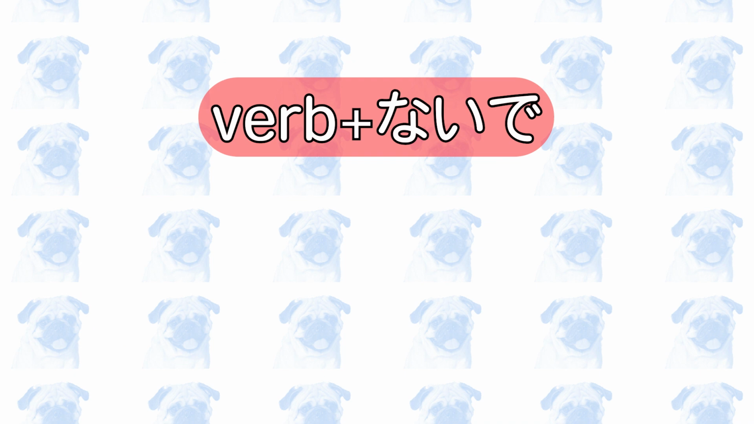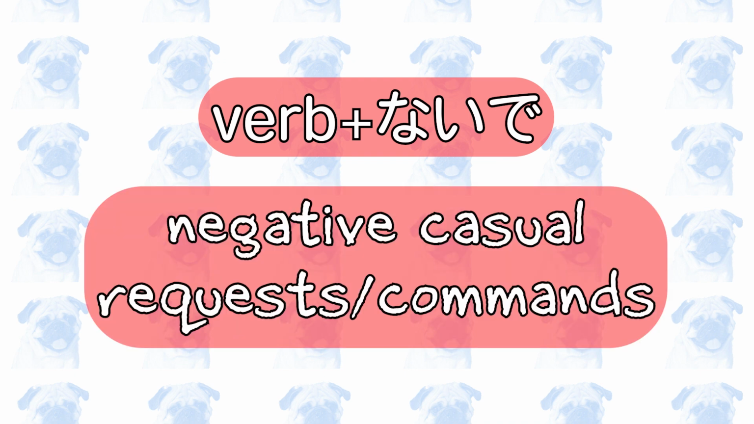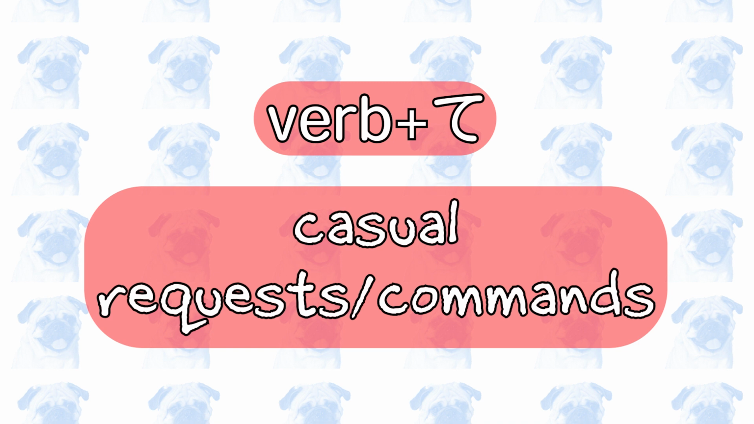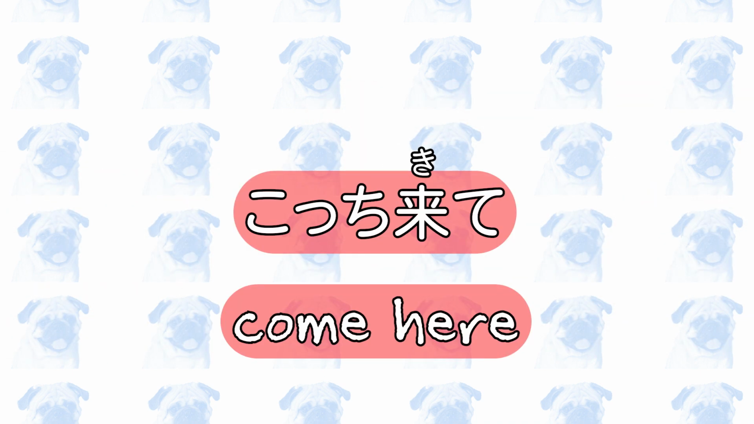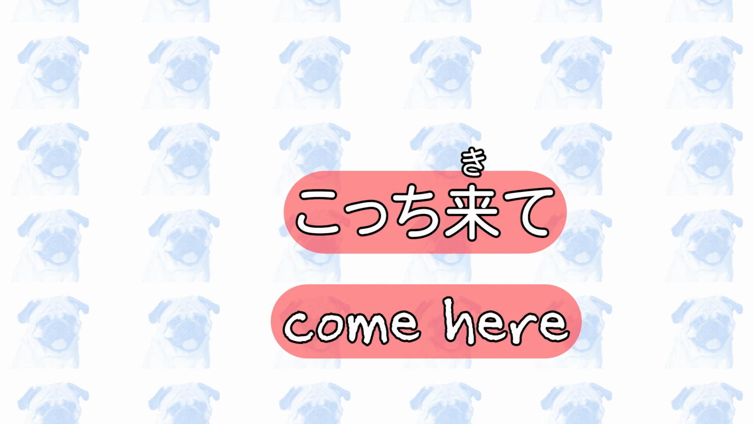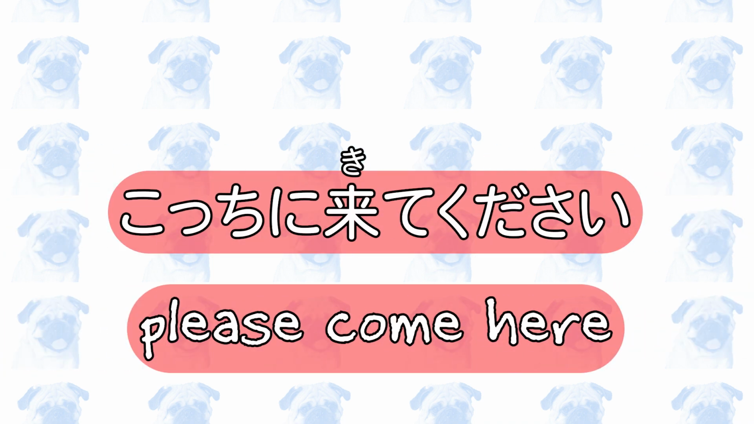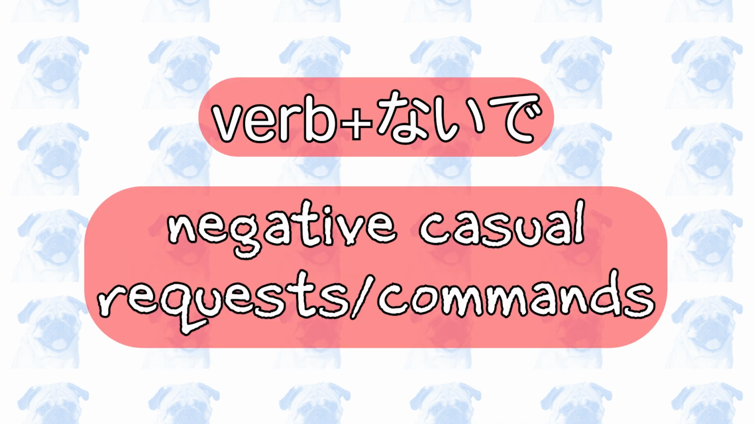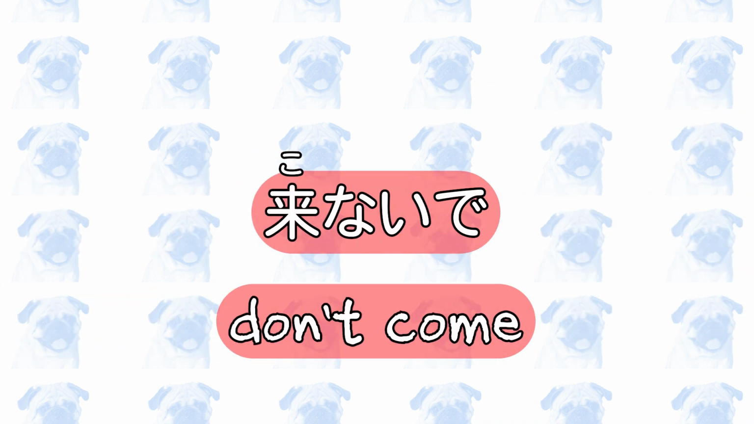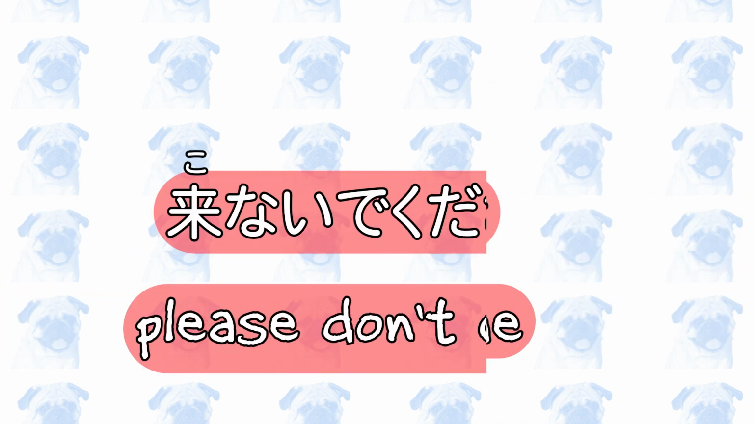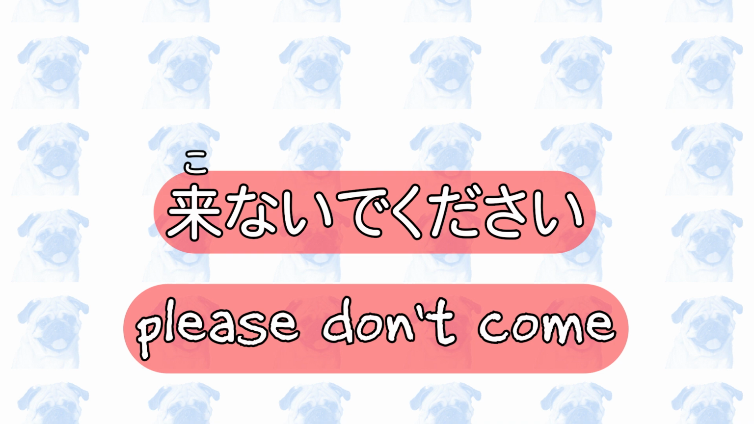ないで can be a casual negative request or command. If you recall, the て form without ください can express casual requests and commands. For instance, こっち来て, come here. This is a casual way of saying, こっちに来てください, please come here. The same can be done with the negative form, ないで. For instance, 来ないで means don't come, while 来ないでください means please don't come.